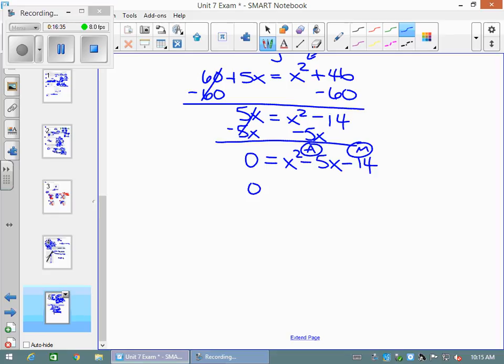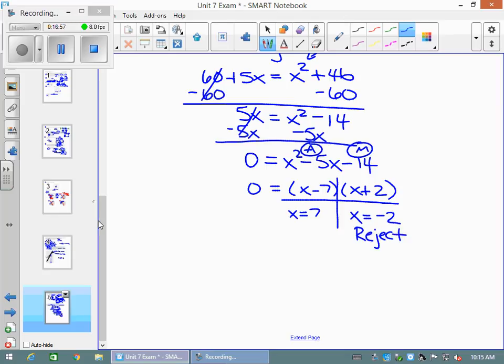Okay, so now I need to solve both factors. So here, if x is equal to 7, that factor would be equal to 0. And on this factor, if x is equal to negative 2, the factor would be equal to 0. Now, I'm talking about x representing how many weeks. So I can't have a negative amount of weeks, so I'm going to reject the negative 2, and I'm going to take 7 as my solution.